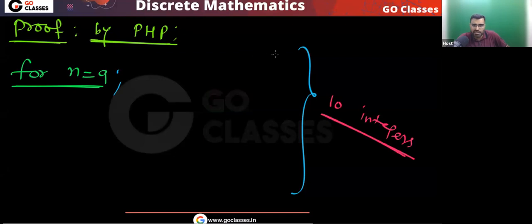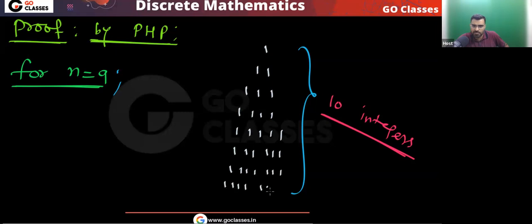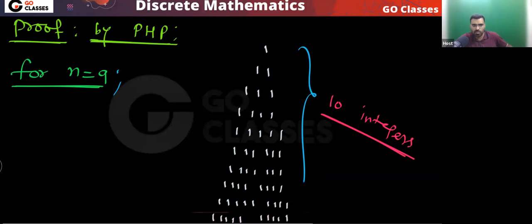So if I give you 10 integers, consider these integers: 1, 11, 111, and so on, up to 5 ones, 6 ones, 7 ones, 8 ones, 9 ones, and finally 10 ones. Okay, like this. Now you consider how many numbers I gave you. Please tell me how many numbers I gave you. I gave you 10 integers. Total 10 integers I have given to you.